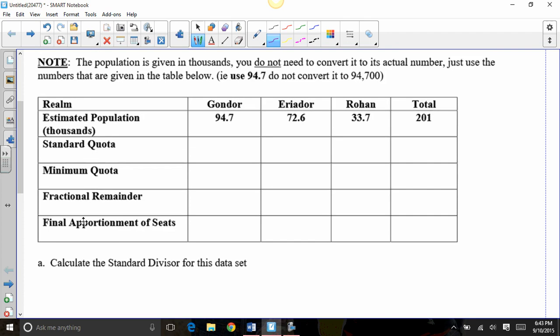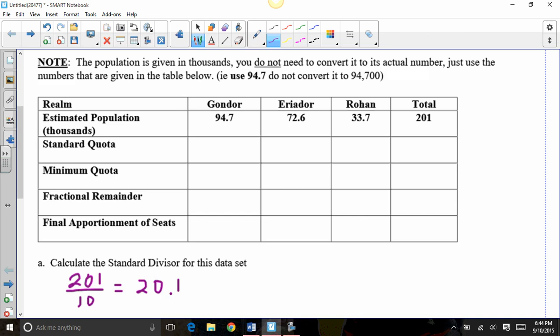So the first thing that you need to always find is the standard divisor. And if you look on your formula sheet, the standard divisor is defined as the total population divided by the number of items to be allocated. And so here you can see that the total population is 201, and that would be in thousands, but as I said up here, you don't have to convert that to thousands, so just keep it at 201. And then you divide it by the number of items that you have to allocate. Well, here you have 10 seats on that high council. So I'm going to do 201 divided by 10, and of course if you divide that out, you're going to get 20.1, and we're just going to keep that.